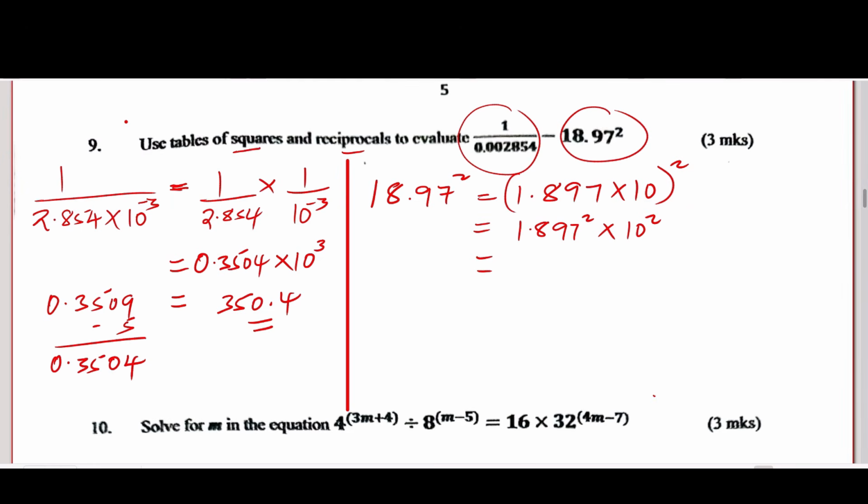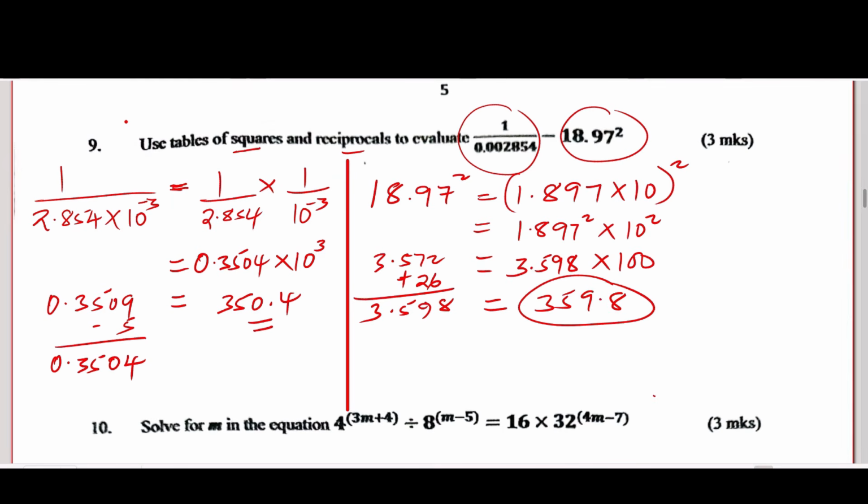You read it up to 1.89. That will give 3.572. And then you go straight to the column of 7. Then you drop down. The number that you're supposed to add is 26. So you have 26. This will give 3.598. And then 10 squared, that is 100. So when you multiply these, you get 359.8. So now you have the solution, you have these, subtract these.